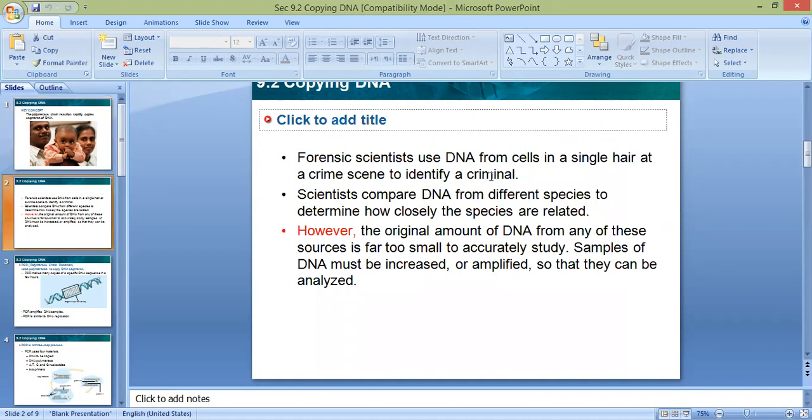Now, forensic scientists use the DNA from cells in a single sample, like hair at a crime scene, to identify a criminal. Scientists compare the DNA from different species to determine how closely the species are related. The original amount of DNA from any of these sources is far too small to accurately study. So samples of DNA must be increased by using this technique, the PCR, polymerase chain reaction, to amplify the sample and make it more accurately studied and analyzed.